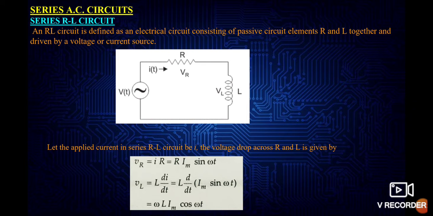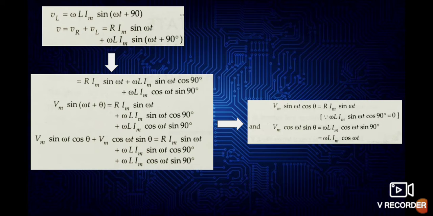So let the applied current in the series RL circuit be I, and the voltage drop across R and L is given by VR equals IR, that is R into Im sin omega t. VL equals L di by dt, that is L into d by dt of Im sin omega t. This is omega L Im cos omega t. So we will get the equation as VL equals omega L Im sin of omega t plus 90 degree.